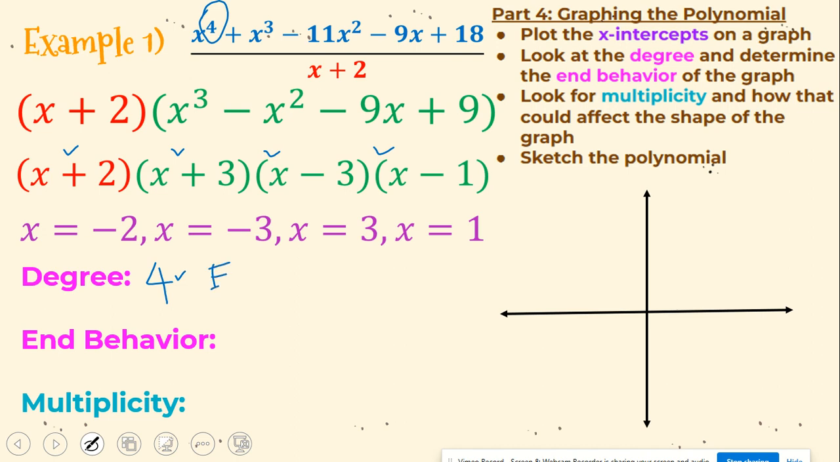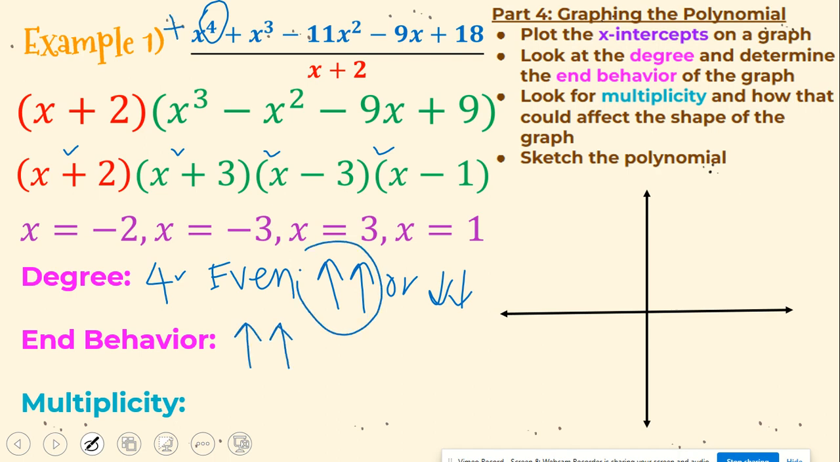Remember, 4 is even, which means my end behavior is either up, up, or down, down. I just need to decide based on the leading coefficient. I look back at my original problem and I realize that it's positive over here, which means my end behavior is going to go up, up. I'm choosing this one.